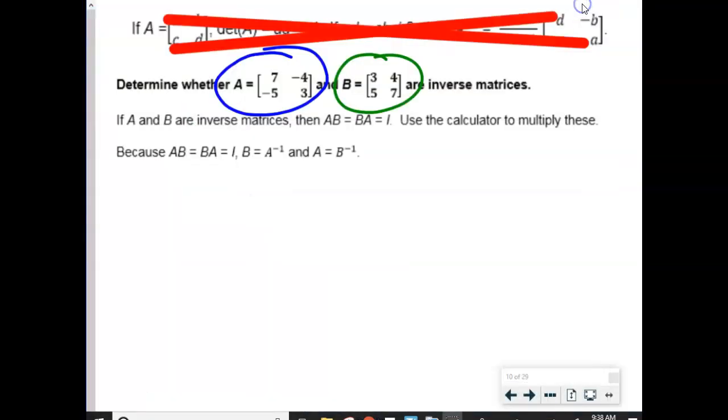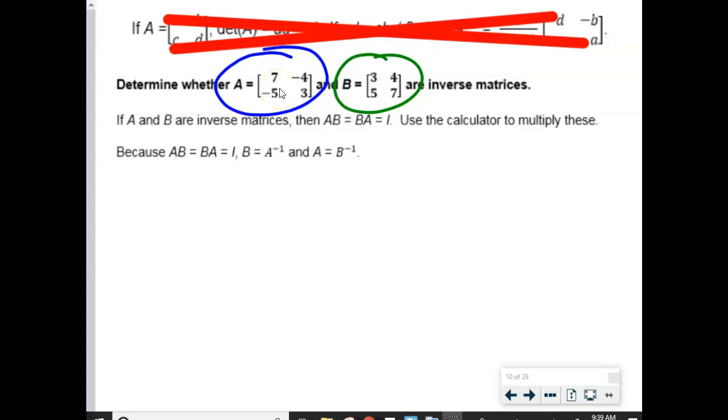So there's going to be a question in your future that says verify whether or not these are inverses. And the easiest way to verify or show somebody yes they are indeed inverses is to say A times B and B times A both produce the identity matrix. Voila, inverses.